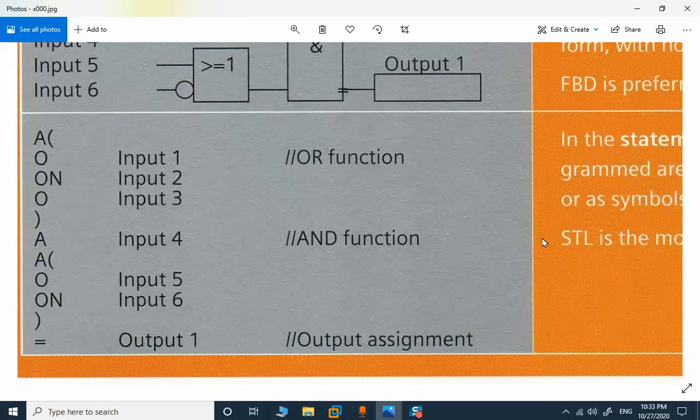And the final programming language is STL. It's a low-level programming language, close to machine-level programming language. People who are familiar with microcontrollers can handle that much more easily.